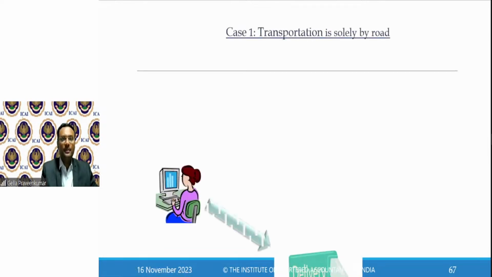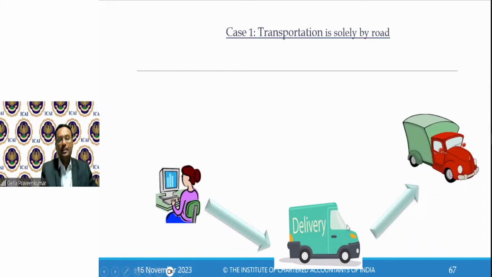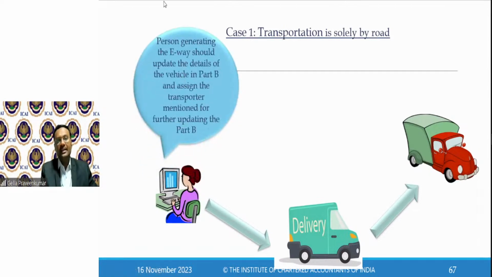Transportation solely by road. In case of delivery only by road, it so happens that I put goods into a smaller truck, this may go into a bigger truck, or it may go from one smaller truck to another truck. So here, the person who is generating this e-waybill will assign this e-waybill to the transporter for updating Part B. Now I use a language here called assign. The person who generates the e-waybill updates the details of vehicle in Part B and assigns.